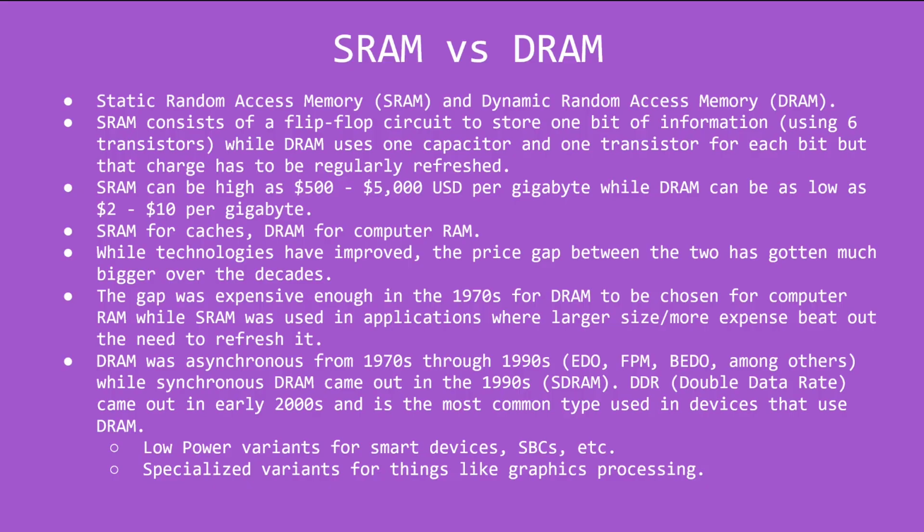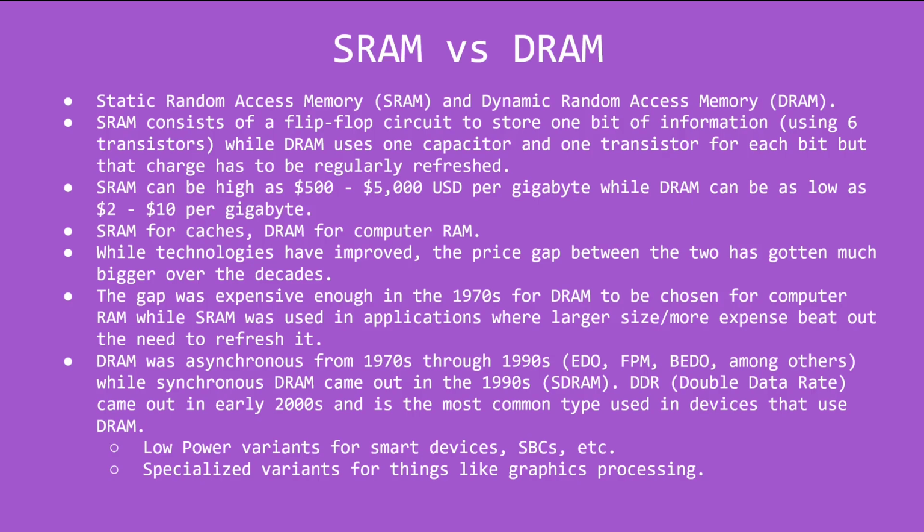So we usually use SRAM for caches, and then DRAM for the main computer RAM. Technologies have improved, but actually the price gap has gotten bigger over the decades. In some cases we're looking at a factor of 1,000. This is more to do with DRAM prices coming down versus SRAM necessarily being more expensive, but it is a mixture of the two. But this gap was still big enough in the 70s that they had to pick. DRAM was more complex because of the refresh. You had to set up a refresh circuit, but that's what they picked for computer RAM.